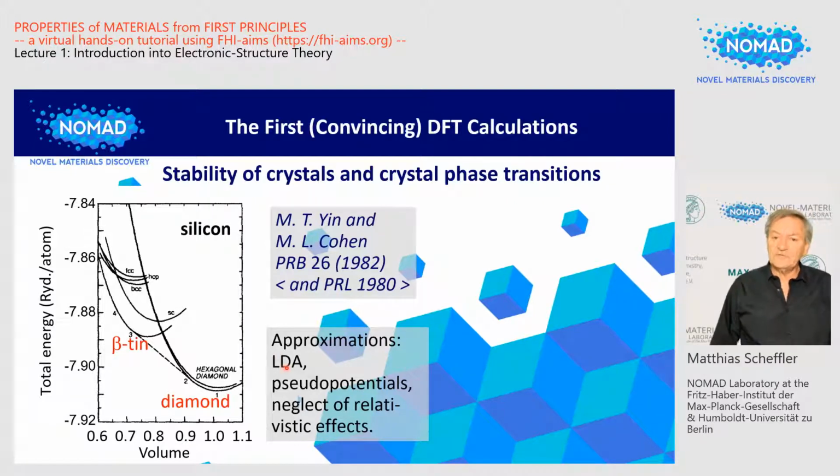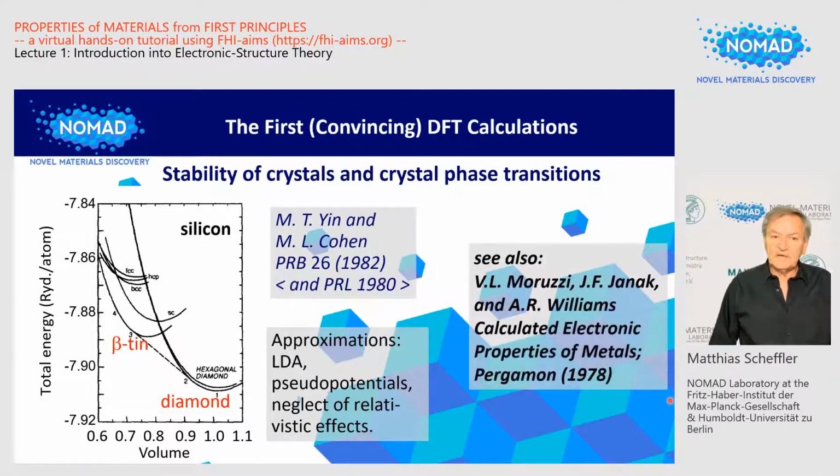The approximations of this study are listed here. They are still very common also in today's research. The authors continued this study by analyzing the nature of bonding, but before showing such a figure, I would like to mention that there was another study that belonged to this headline, the first convincing DFT calculations, and this was even 2 years earlier than the Marvin Cohen result. I will get to this in a moment.